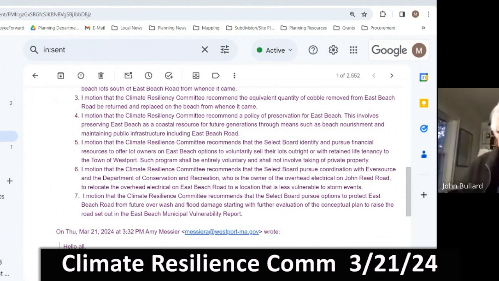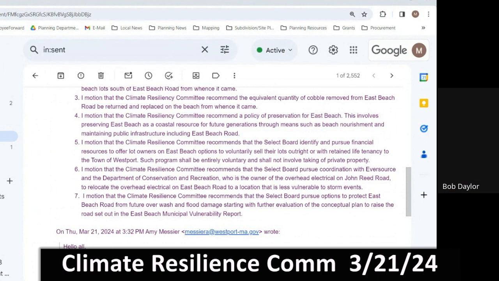All right. So I'm getting through here. Motion 6, only two more to go. I move that the Climate Resilience Committee recommends that the Select Board pursue coordination with Eversource and the Department of Conservation and Recreation, who is the owner of the overhead electrical on John Reed Road, to relocate the overhead electrical on East Beach Road to a location that is less vulnerable to storm events. This is an infrastructure item that was covered in the vulnerability report.